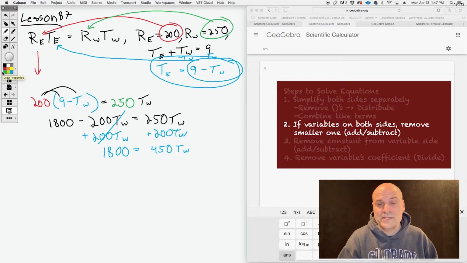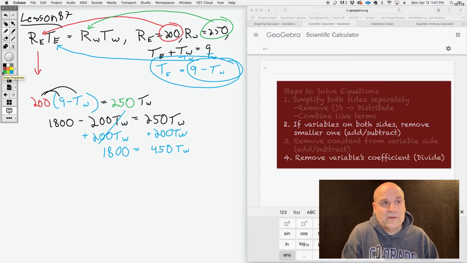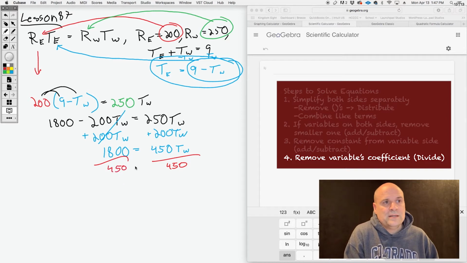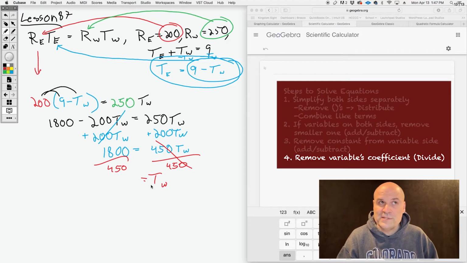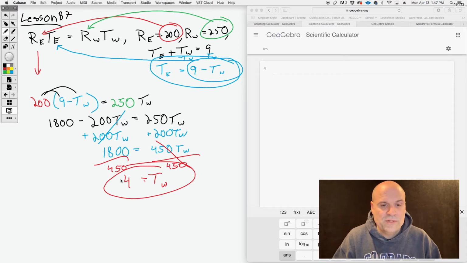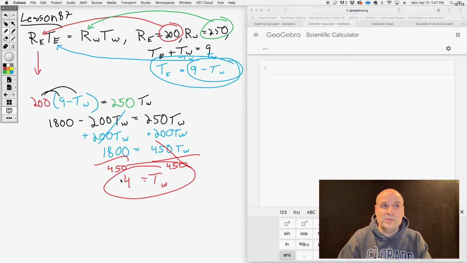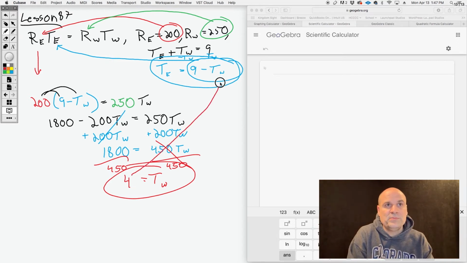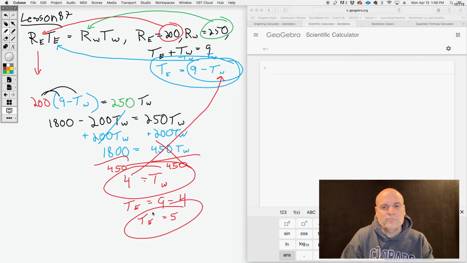All right, next step is get rid of the constant on the variable side. You don't have that, so we're going to skip step 3 and go to step 4, which is divide by the variable's coefficient. So we're going to divide by 450. 900 goes into 1800 twice, so 450, which is half of 900, would go in 4 times. So there's your TW. The directions say find TW and TE. So if this equals TW, now you can plug that into there. So TE equals 9 minus whatever TW was. So TE equals 5. Boom.